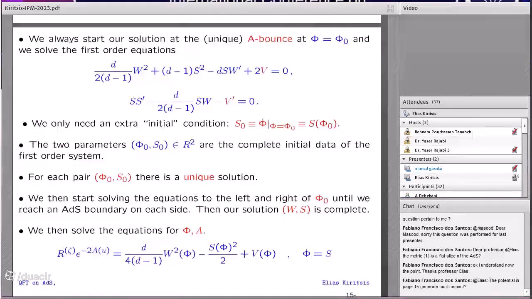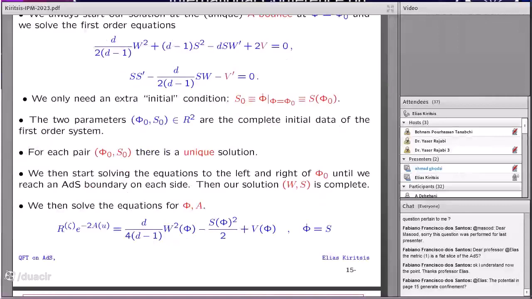So let's now see how we will solve our equation. I will always start from the unique A bounce that our solutions have, and this happens at phi 0. So phi 0 is one of my parameters of the solution, and then I will solve these two first-order equations. To solve them, I need one more initial condition, and this initial condition is the value of s at that point. So once I have these two conditions, more or less I can find, in principle, by scanning over them, all possible solutions to the system. So this is the complete initial data for my system. For each value of phi 0 and s0, I have a unique solution, and then the way I solve is I start and solve on the left using these initial conditions. I also solve on the right with the same initial conditions, and this completes the full solution, which will reach the two boundaries or the two sides. And then once you have the solution, you can calculate the curvatures from the standard formula I showed you before.